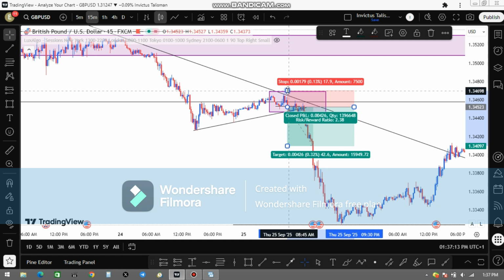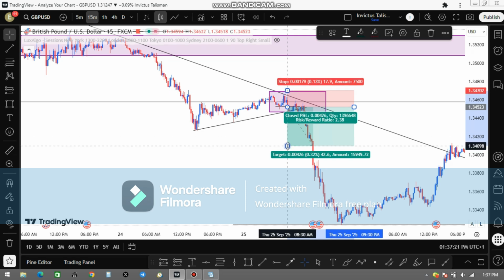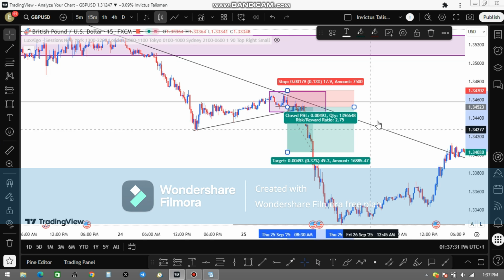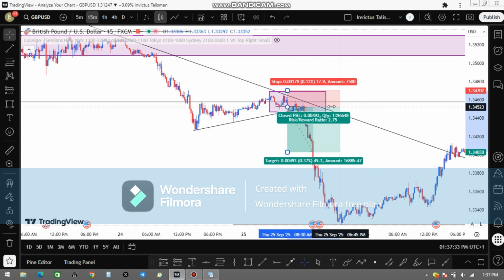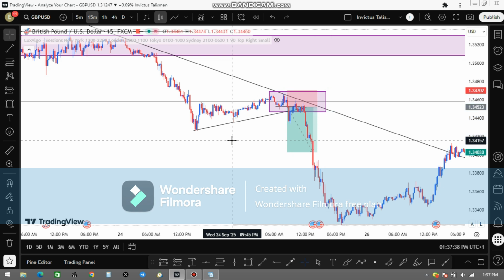17 pips can make you a round figure. 18 pips, probably 20 for easier pip calculation. But for me, if I was here, I would have made this 18 pips. Then I should get 1 to 2. But if I want to get a little bit higher, with the system I'm using, taking measured moves, I'll make a video on that later on. And boom, you hit your TP.